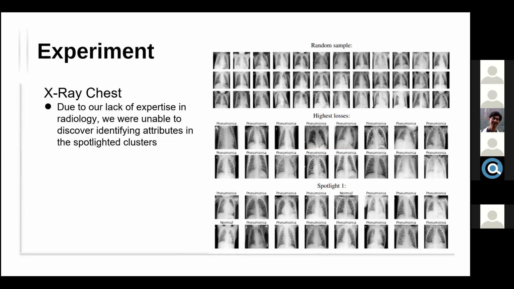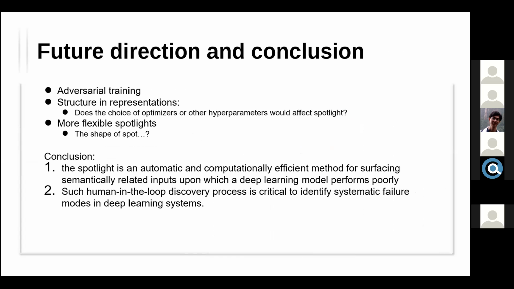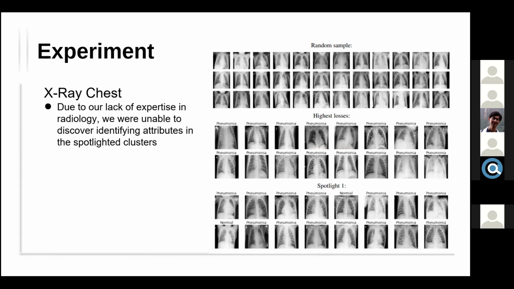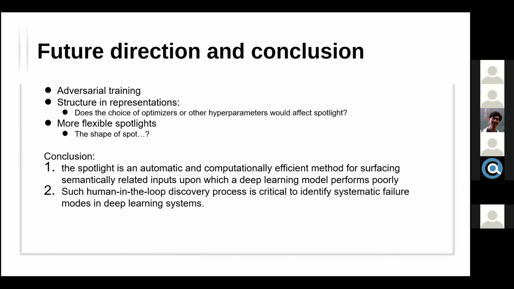One interesting thing is they give the result of chest X-ray, but they claim that due to the lack of expertise in the medical area, they were unable to discuss it. Yeah, because they cannot make up more explanation. Yeah, they cannot tell the similarity. Yeah. Okay. And that's basically all for this paper, and they propose some future directions for spotlight.